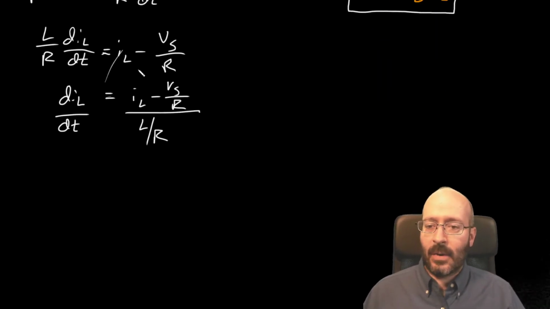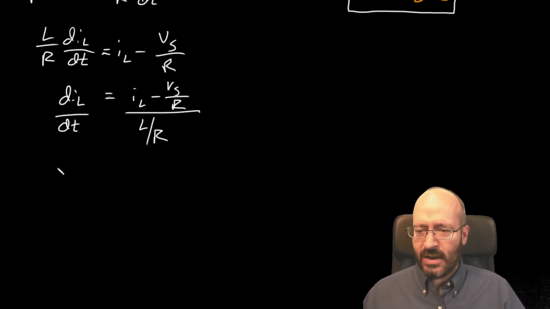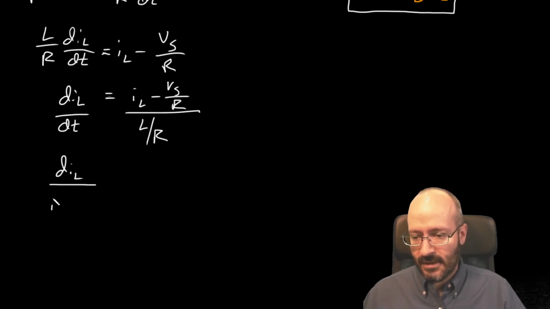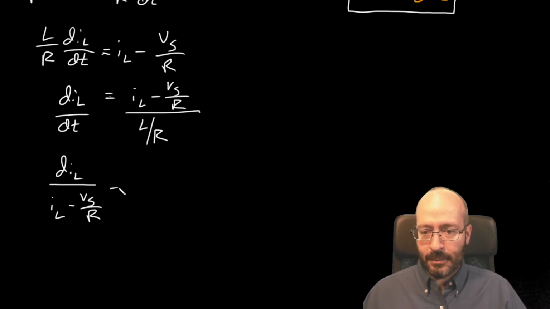And then I'm going to swap this out. I'm going to bring that down, and I'm going to bring this up. And I think that gets me to the point where I can begin to integrate. Let's do it and see what happens. dIL over IL minus Vs over R. Okay, so I divided both sides by that. I'm going to multiply both sides by dt.